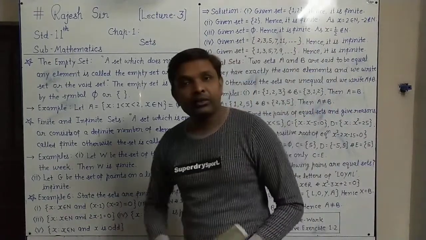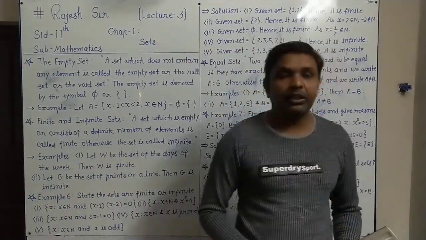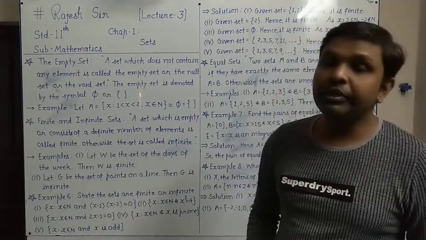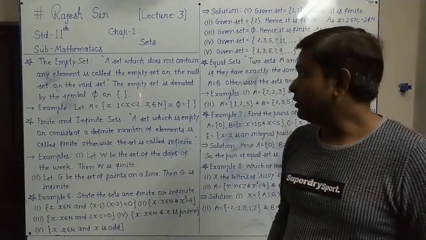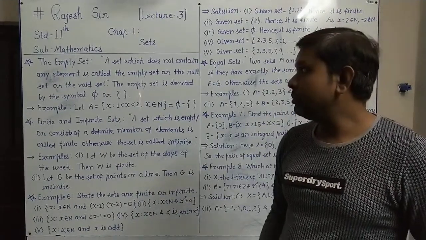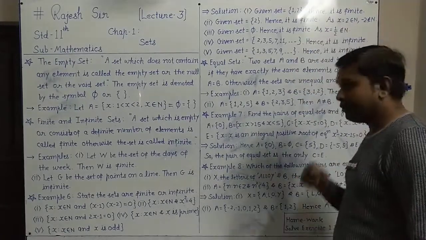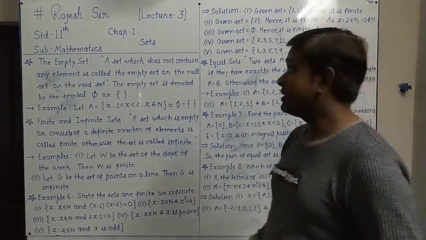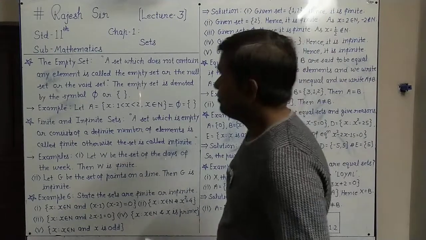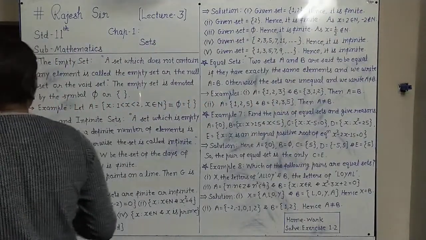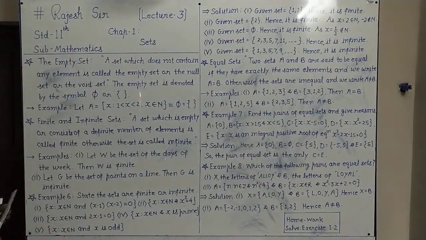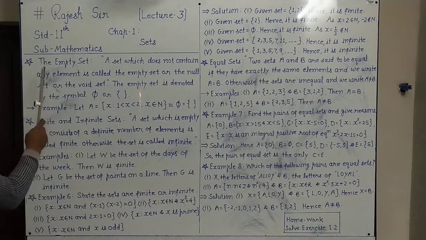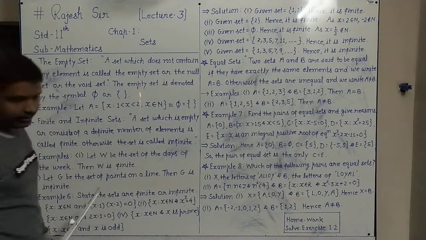Before this we have seen the definition of set and some related examples. We did examples 1, 2, 3, 4, 5 in the last lecture. Here we will see some more definitions related to sets. The first is the empty set.